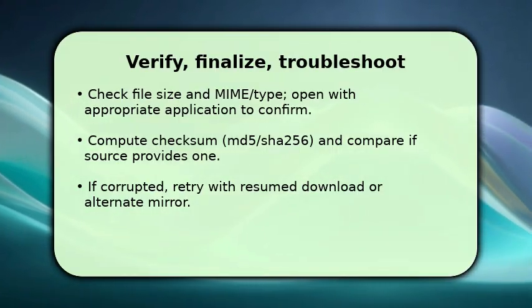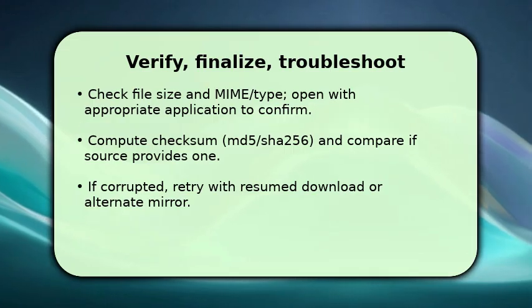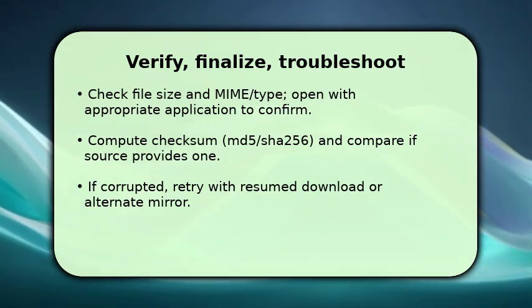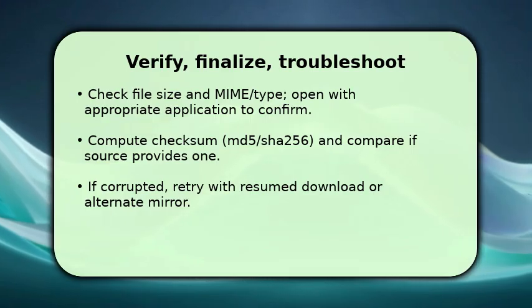If something goes wrong, like truncated data, resume the download or try a different mirror. If authentication fails, refresh tokens and repeat the fetch.